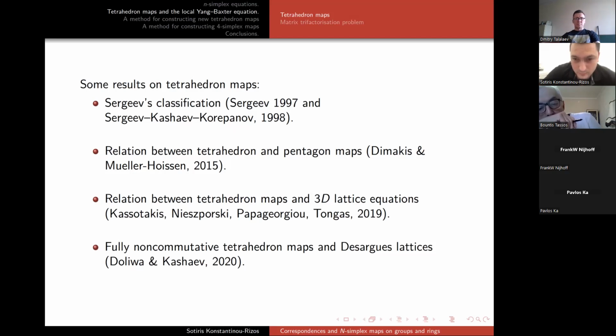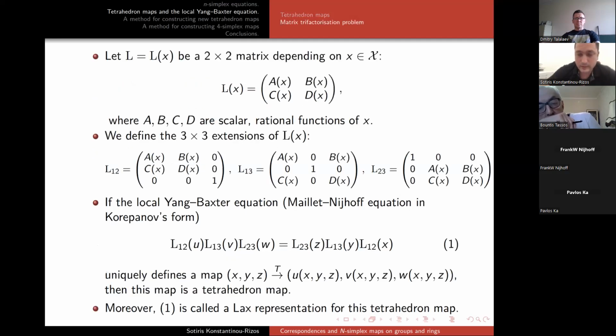And also the fully non-commutative examples of tetrahedral maps related to the Desargues lattices, work of Doliwa and Kashaev in 2020. So how these tetrahedral maps are related to matrix factorization problems: a tetrahedral map can be generated by a simple 2x2 matrix. So consider a matrix of this form, a 2x2 matrix with elements functions of x.